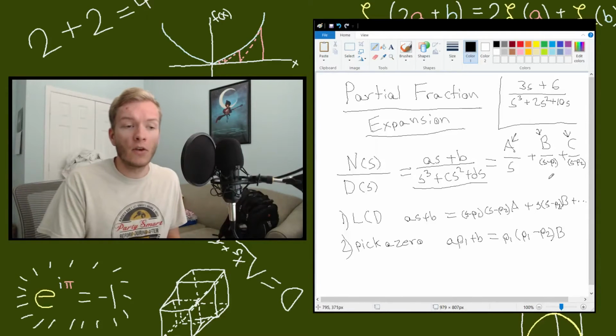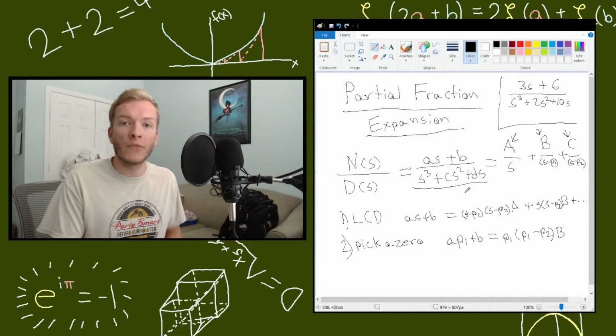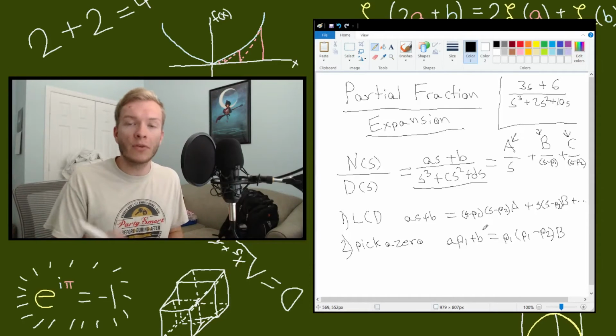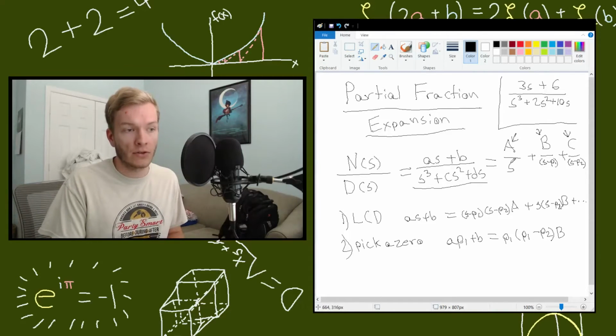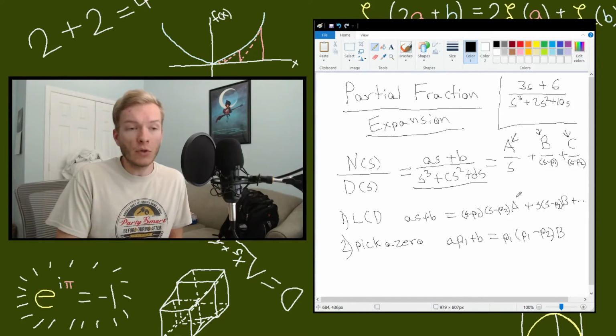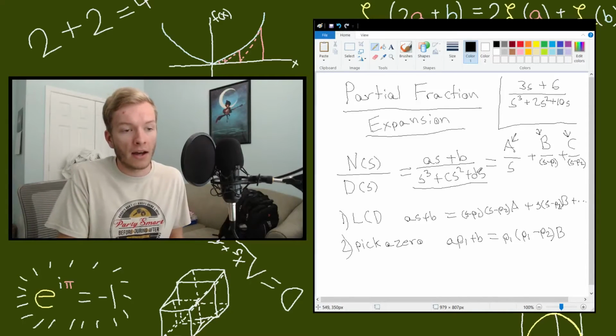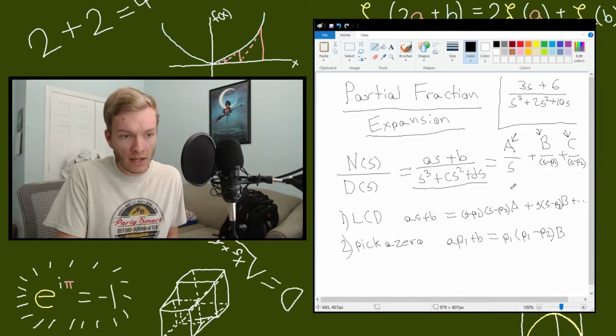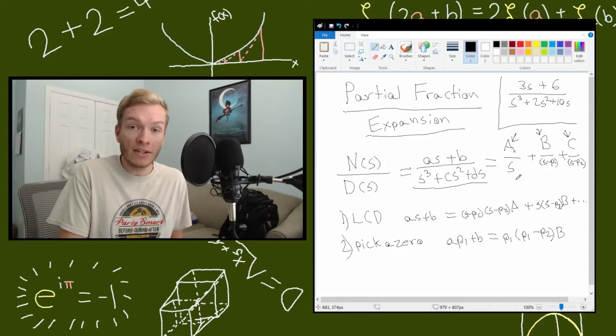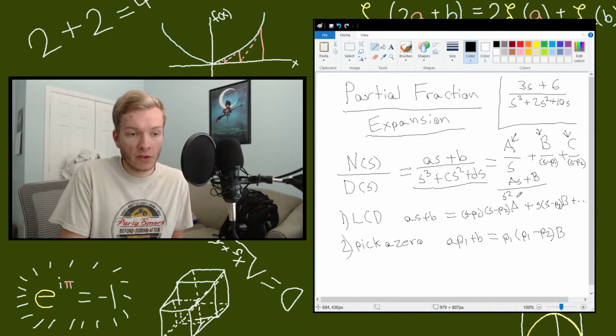Now there is a case where we could have a different situation. If something doesn't factor out in a real sense, so if we only have imaginary solutions to this factorization, then what we do is leave this in a different form. Let's say that we had just a factor that was imaginary. Then we can say that this is going to be As plus B times our s squared plus, I don't know, let's think of something that's going to be imaginary.